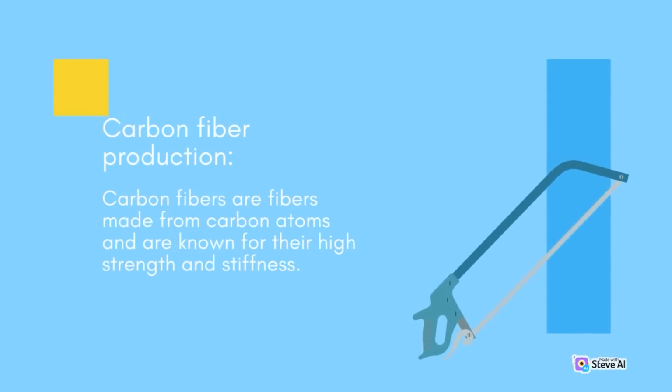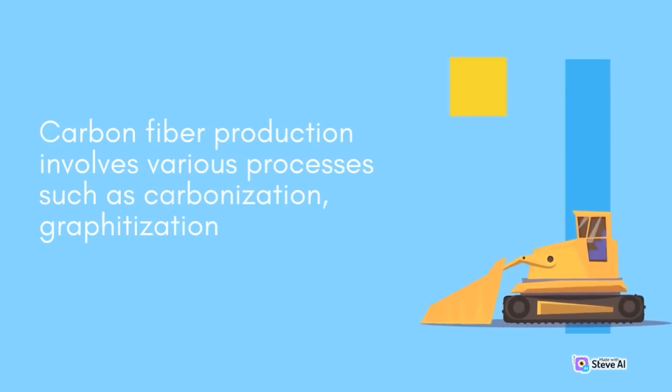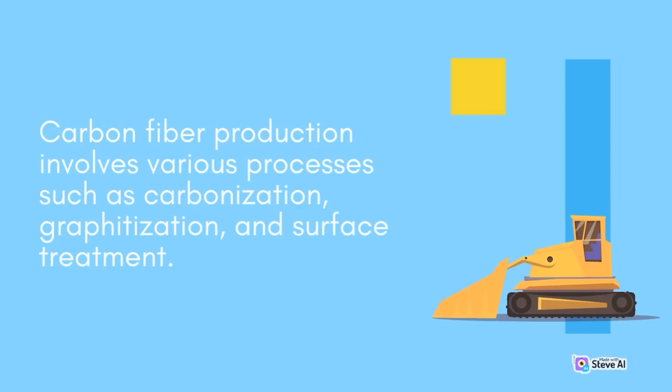Carbon fiber production. Carbon fibers are fibers made from carbon atoms and are known for their high strength and stiffness. Carbon fiber production involves various processes such as carbonization, graphitization, and surface treatment.